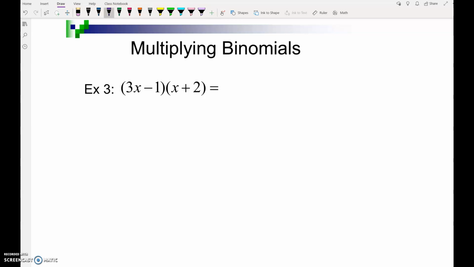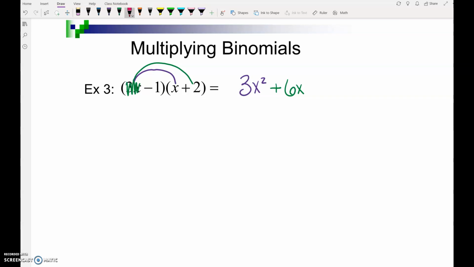Okay? So we would take 3x and multiply it. We do 3x times x. That would give us 3x squared. And then 3x times 2 would be 6x. We have distributed 3x to everything in the second set of parentheses. We are done with it.